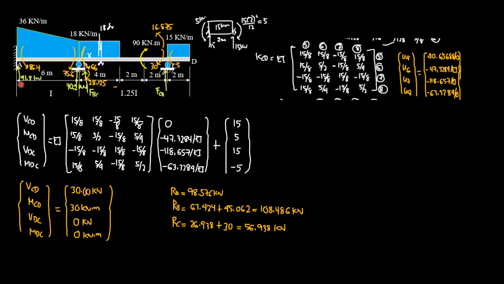For the reaction at A, it is just the shear in AB, and it was 98.576 kilonewtons. For the reaction at B, that is shear in BA, which is 63.424, plus shear in BC, which is 45.062, and you will get 108.486 kilonewtons. For reaction at C, shear CB is 26.938 from the preceding slide, plus shear CD, which is 30, so 56.938 kilonewtons. So that's it for this sample problem on beams by matrix approach.